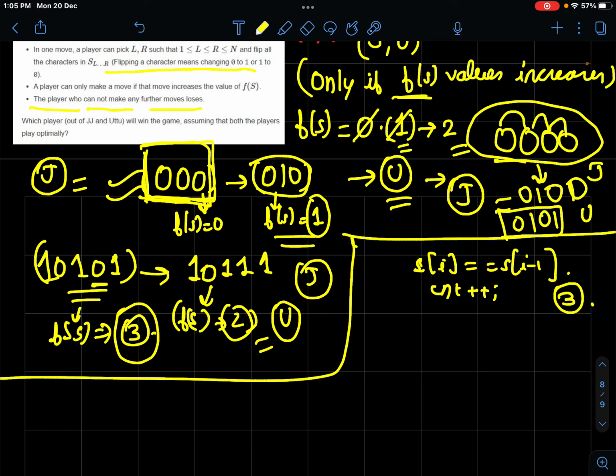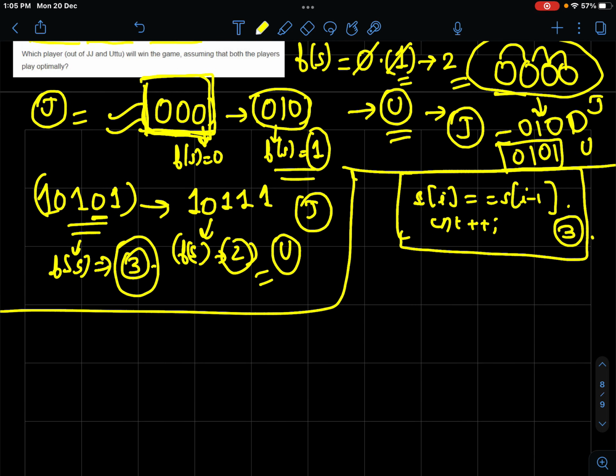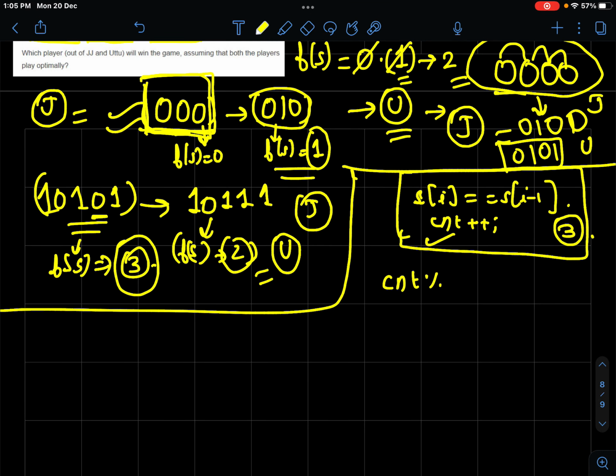So according to this, we can say that when adjacent elements are the same, we can increment the count and just check it by dividing it by 3. Why dividing it by 3? Because it's just an observation that if the adjacent elements count is a factor of 3, then Uttu will always win. And if the adjacent elements count is not a factor of 3, then JJ will always win.